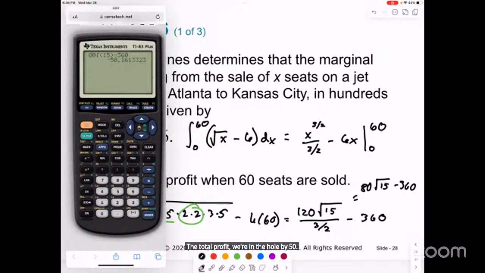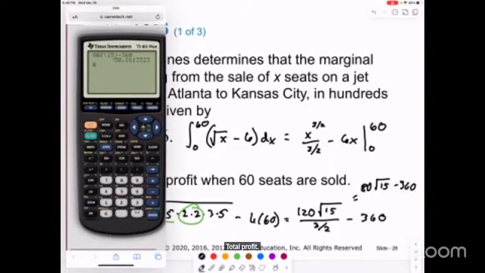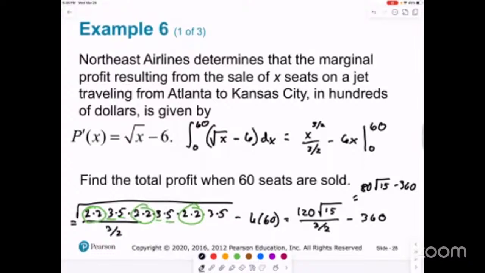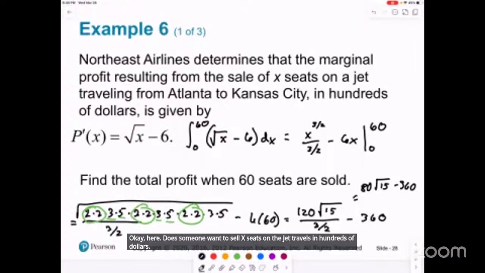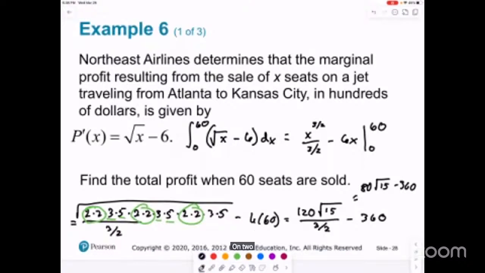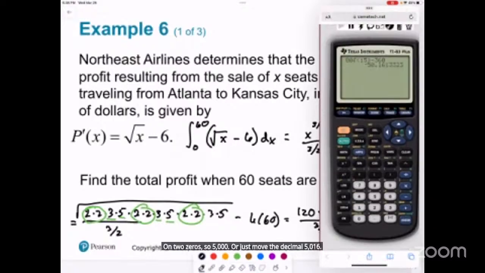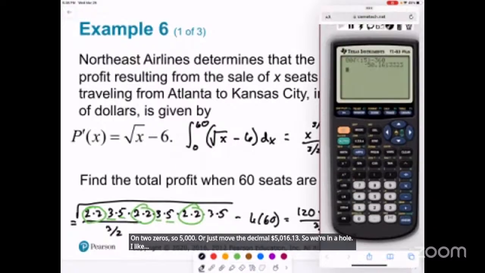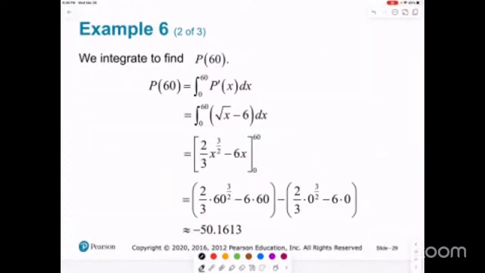What are the units here? Total profit. Okay, here. Determine the market to sell x seats on the jet, travelers in hundreds of dollars. All right, so we got to tack on 2 zeros, so 5,000, or just move the decimal, $5,016.13. So we're in the hole. I like 5,000. Well, we got past the hardest part. We interpreted it incorrectly as far as those units, but everything else we did was fine.